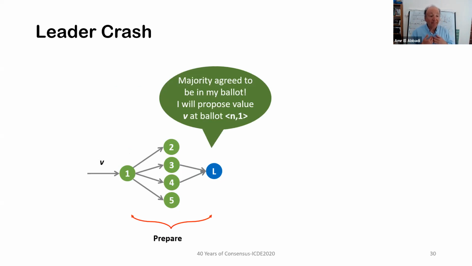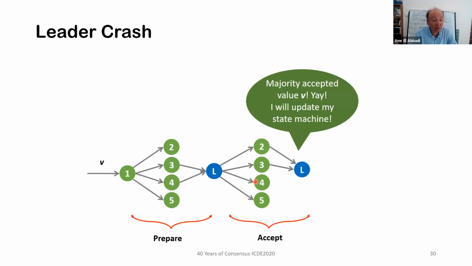So I know I am the leader now. I got an agreement from a majority. I'm now going to take the value that I had and propose it to all of these guys, and I'm going to try to get a majority again. Majority, because if a majority survives failures, then I can continue making progress. So I will get a majority, and now I'm happy. I got a majority to agree on my value.